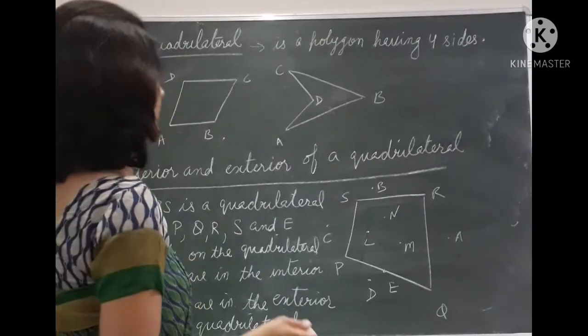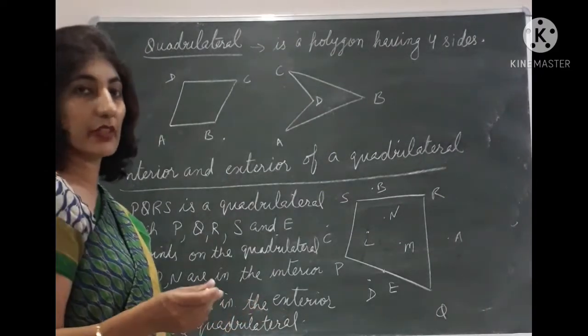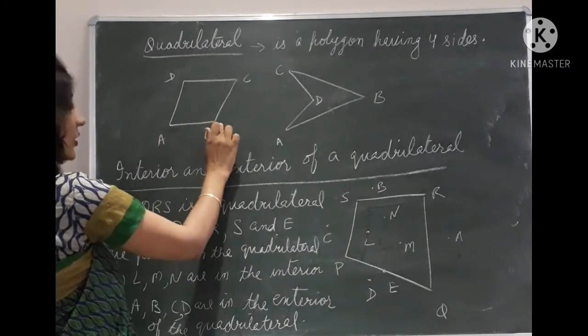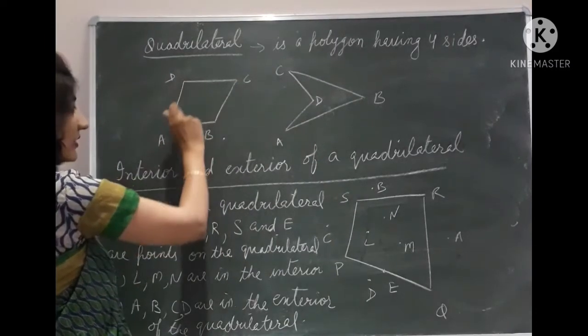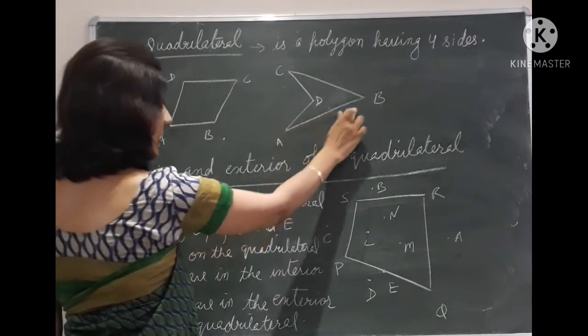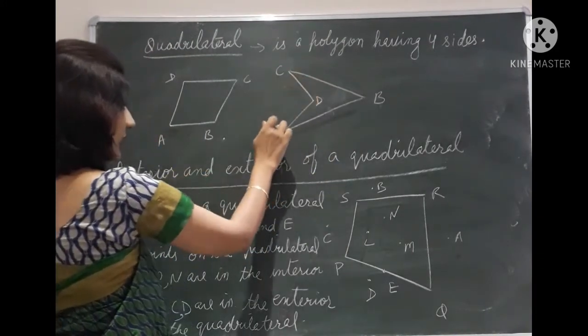Next is quadrilateral. A quadrilateral is a polygon having four sides. See, I have drawn here two quadrilaterals. This is a four-sided polygon. The polygon means entirely made up of line segments. This is another quadrilateral. It has four sides, AB, BC, CD and DA.